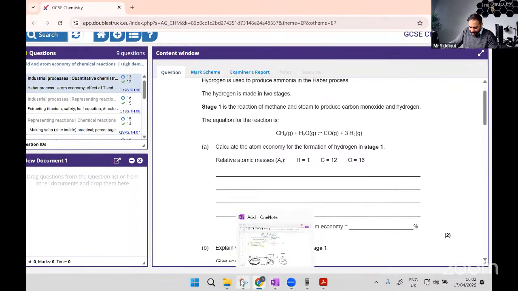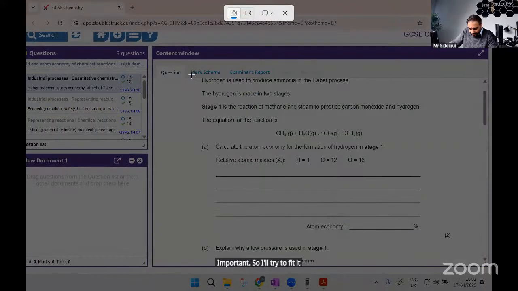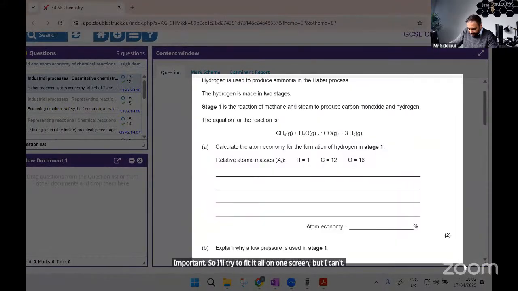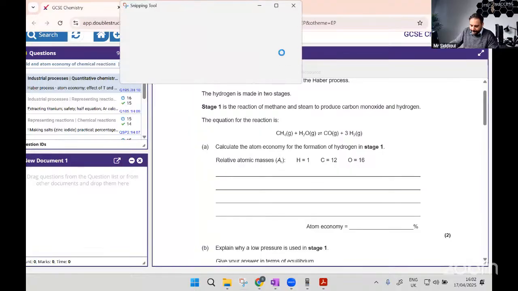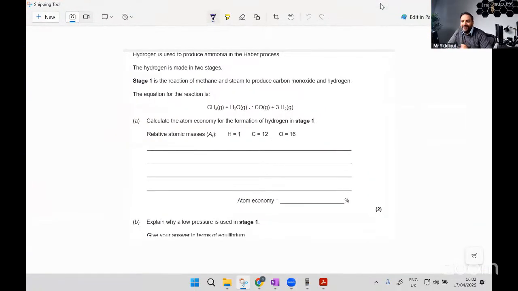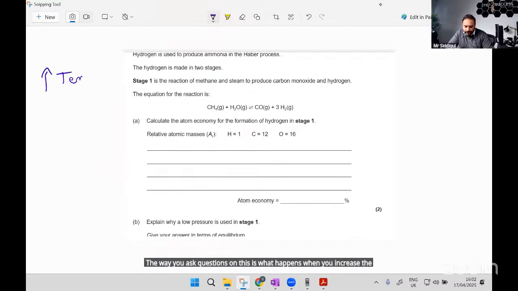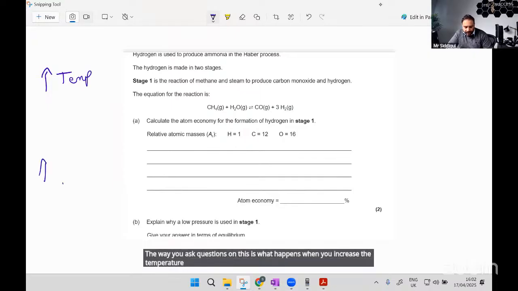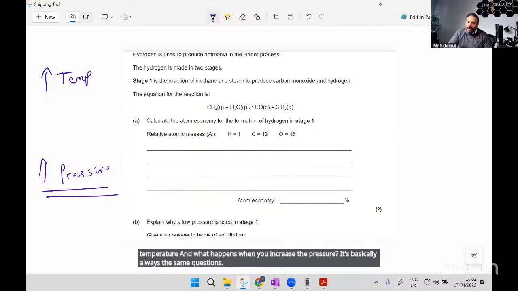important idea, which is that if you have a reversible reaction at equilibrium, the way you get asked questions on this is what happens when you increase the temperature and what happens when you increase the pressure. It's basically always the same questions, okay? Or what happens when you change the pressure.